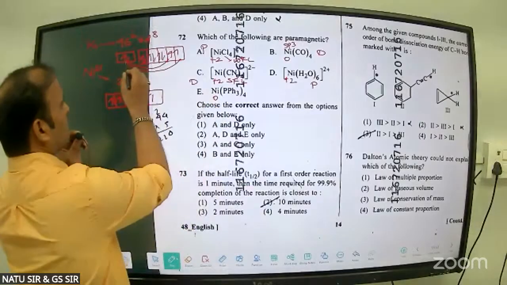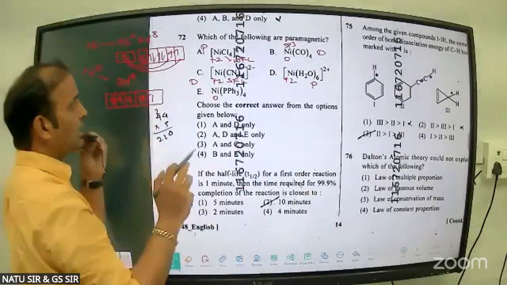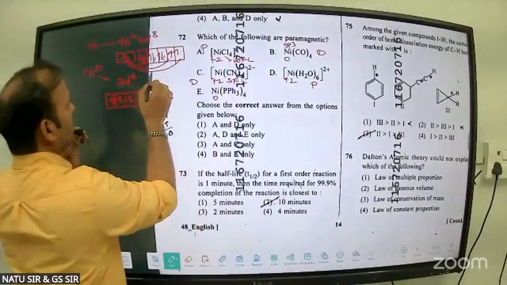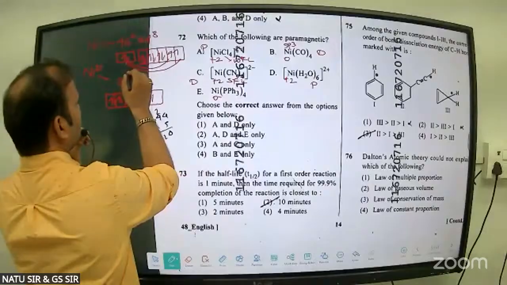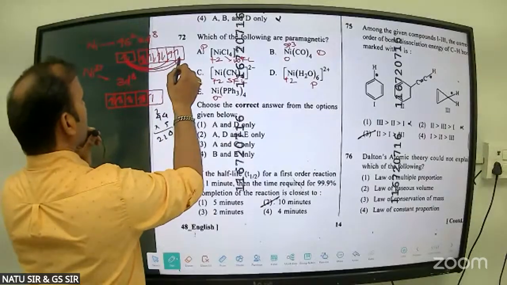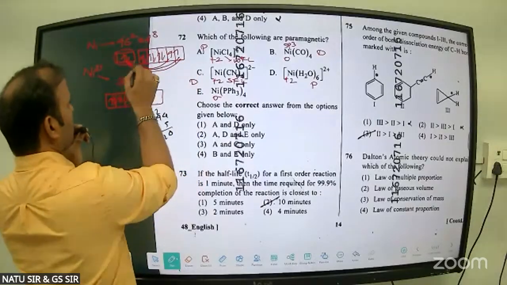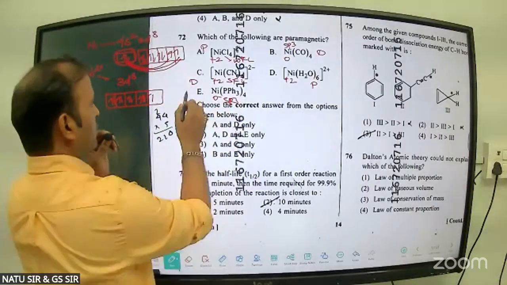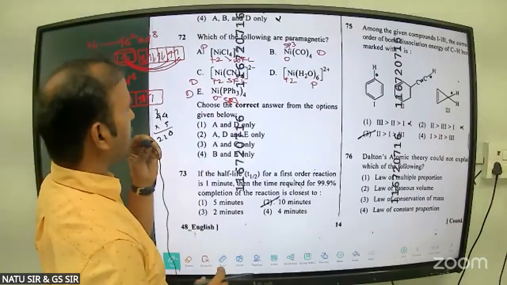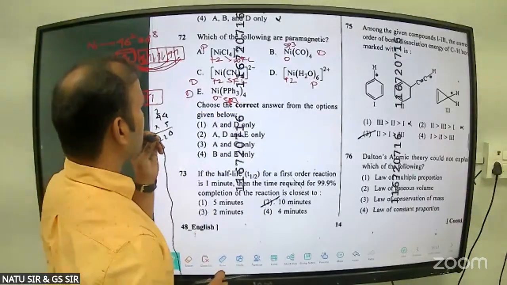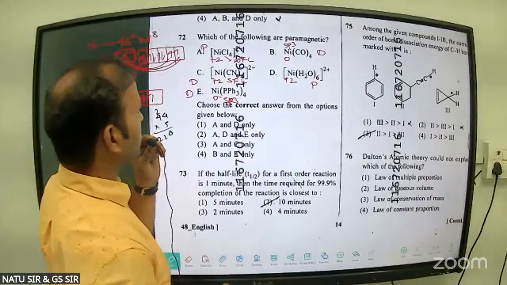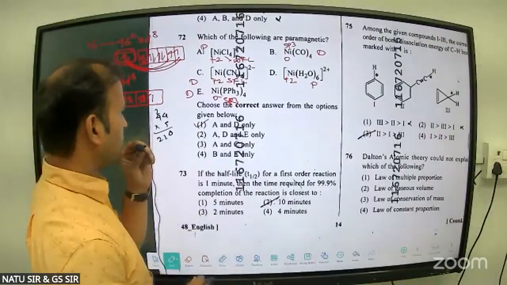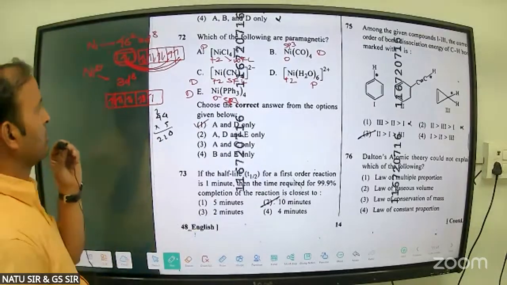Here again nickel is zero, and the s orbital should be empty because without s there is no hybridization. So ultimately these two electrons will again, as in the case of Ni(PPh3)4, shift here, so this will become empty and you will have sp3 hybridization. Again there will be no unpaired electron. So if we talk about paramagnetic, we have only two paramagnetic, that is A and B. Very clear. So this is going to be the answer there.